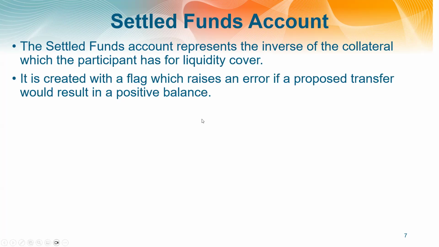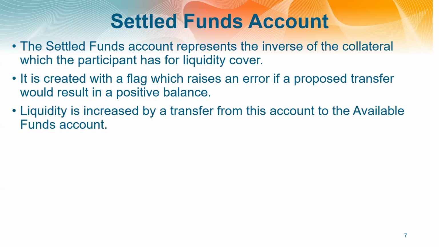When we create this, we create it with a flag which raises an error if any proposed transfer would result in a positive balance in this account. As we've said, this account is always going to be negative, and it doesn't make any sense for it to be positive. So any transfer which would result in it being positive is rejected.